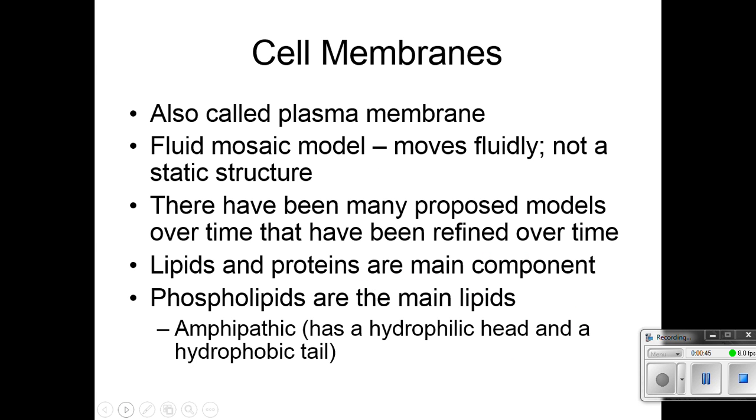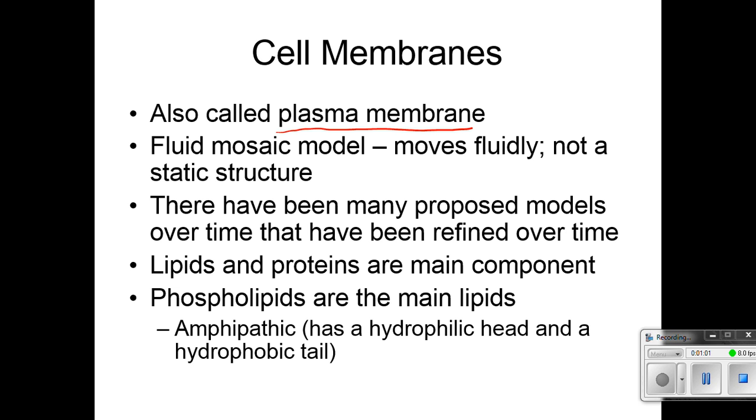The cell membrane is also called the plasma membrane. So if you hear the term plasma membrane, it's talking about the same thing. You might also hear it called a phospholipid bilayer. Those are some different terms you could hear, and they all mean the cell membrane.